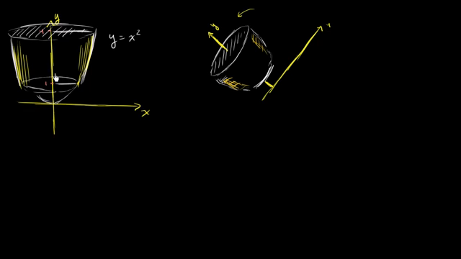Let's think about constructing a disk at a certain y value. We're going to construct a disk right over there that has the same radius as the shape at that point. So that's our disk, right over there. And then it has a depth. Instead of saying it has a depth of dx, let's say it has a depth of dy. So this depth right over here is dy.